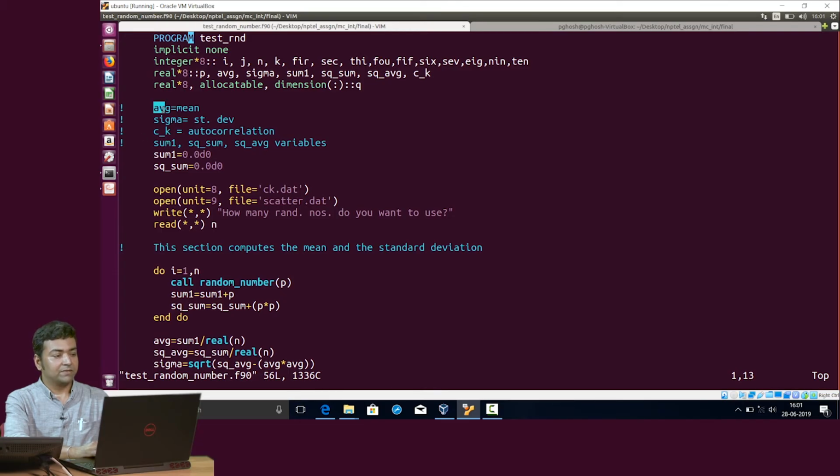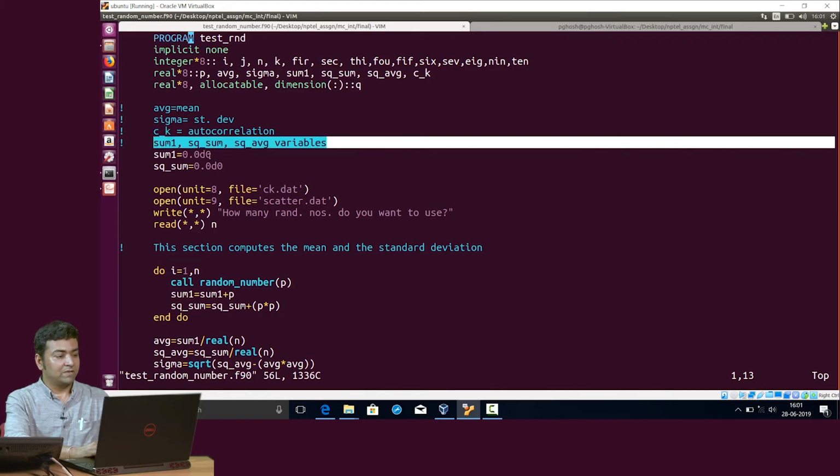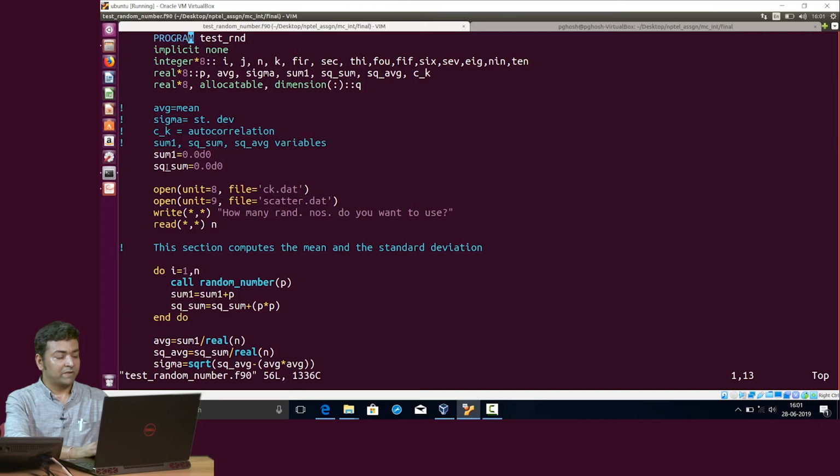For example, the average AVG variable stores the mean of my distribution, the sigma variable stores the standard deviation, C underscore k stores the autocorrelation, and these are some again dummy variables. So, to begin with, I set the sum1 and the square of the sum to be 0. So, I need to have 2 files.